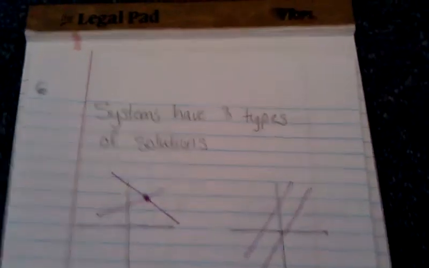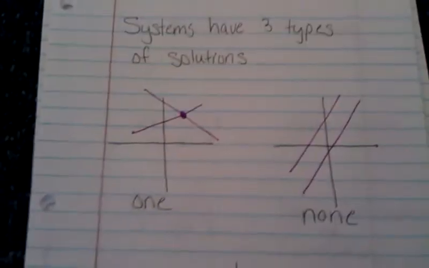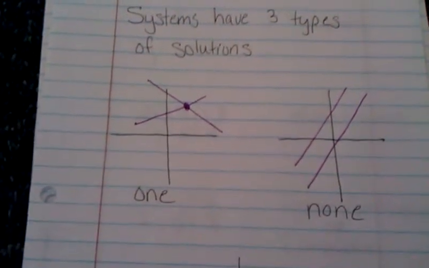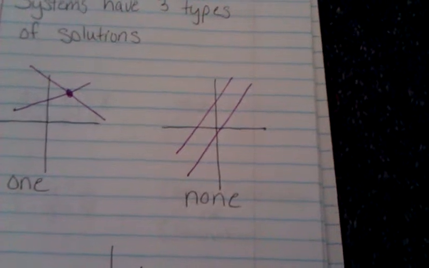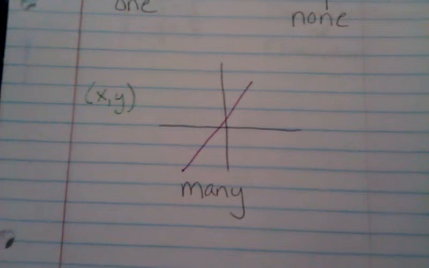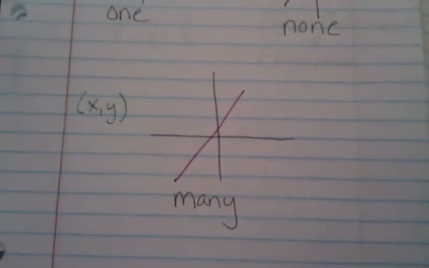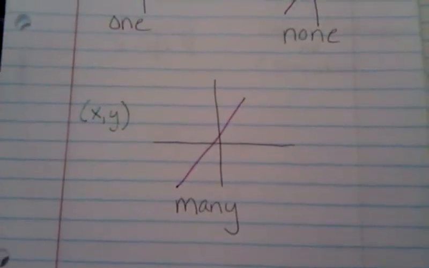Solving systems of equations. When we solve systems of equations, systems have three types of solutions. Where two lines intersect, at that point there is one solution. If the two lines are parallel, there is no solution. Or if it looks like there's only one line, which means the two lines are the same and they lie on top of each other, it means there are many solutions.